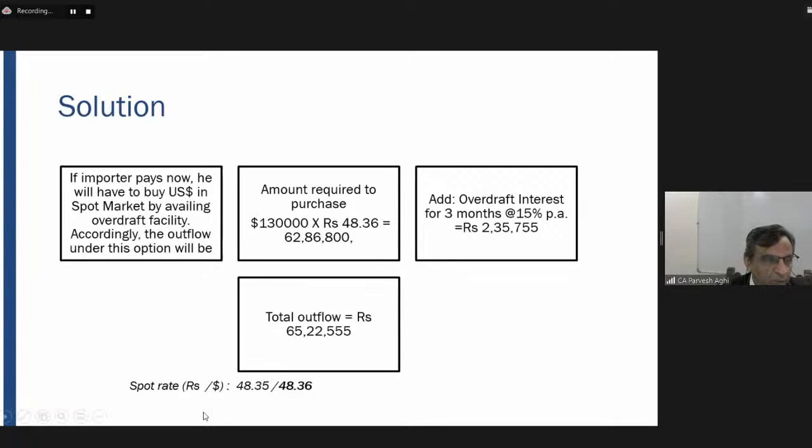If you look at the spot rate in the question, it is given as 48.35 and 48.36. So the ask rate has been used to calculate the purchase in Indian rupees. He has to make the payment in dollars, so he is going to shell out 62,86,800 plus 15% interest for 3 months. So total outflow will be 65,22,555. This is the total outflow on account of this transaction.